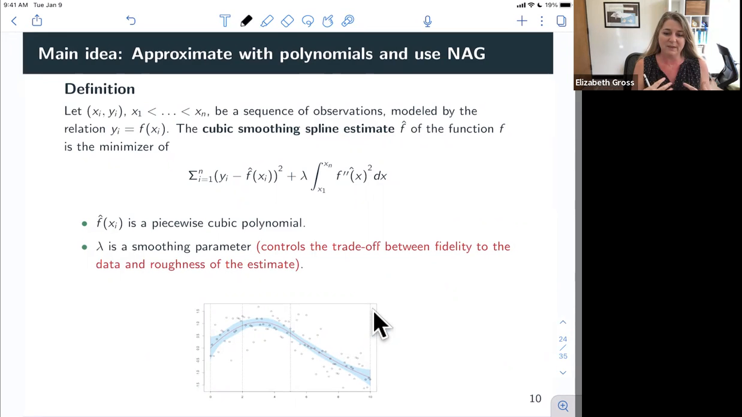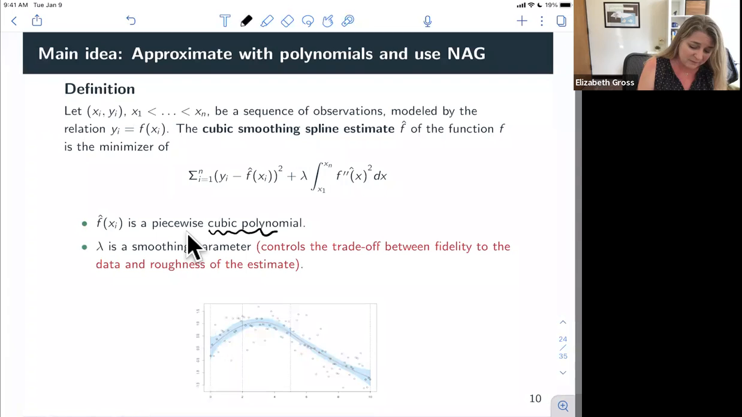I'm going to use this language of a smoothing spline quite a bit. You have some data points, and you're just trying to find a piecewise cubic polynomial that fits your data. You have some parameters that you can control. You have this lambda parameter that tells you the trade-off between fidelity to the data and the roughness of the estimate, so you have some control over how smooth you want this piecewise cubic polynomial. But the main takeaway is, when I say a smoothing spline, you should think piecewise cubic polynomial.